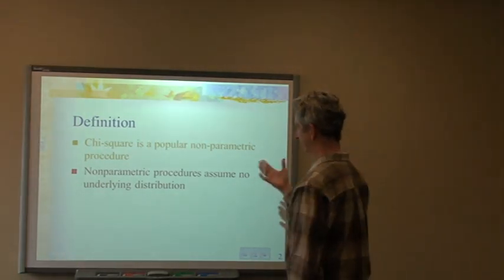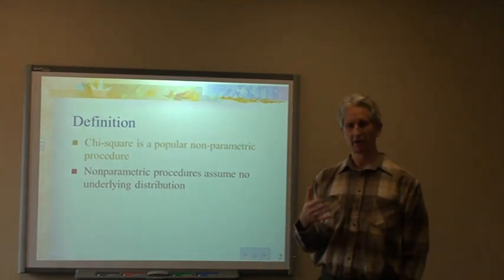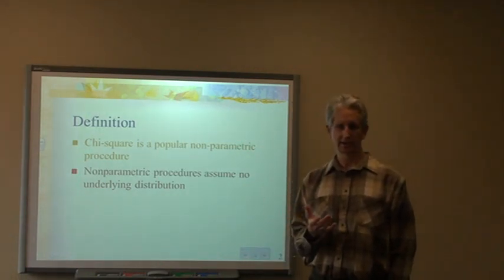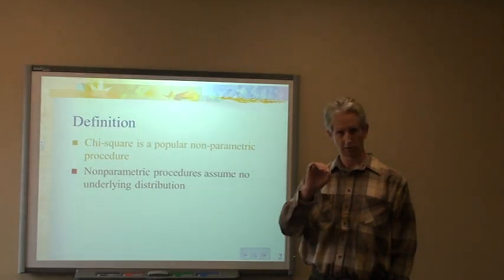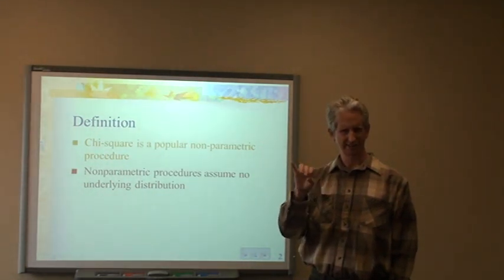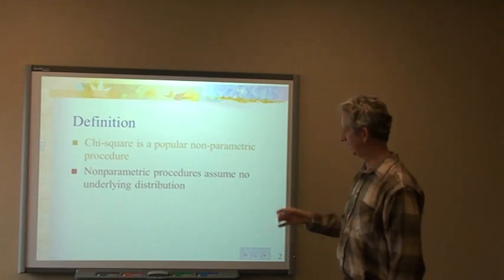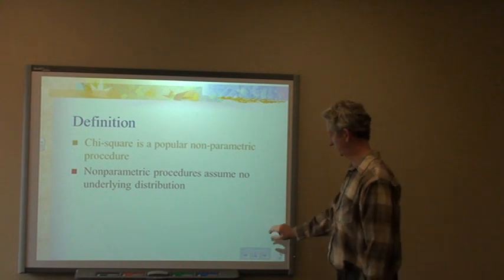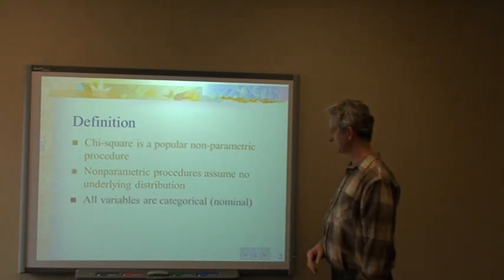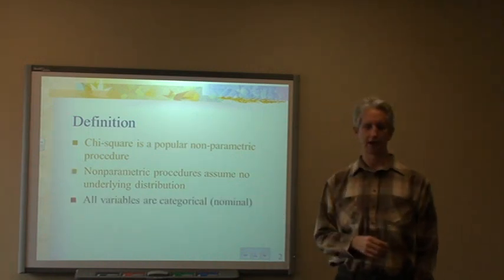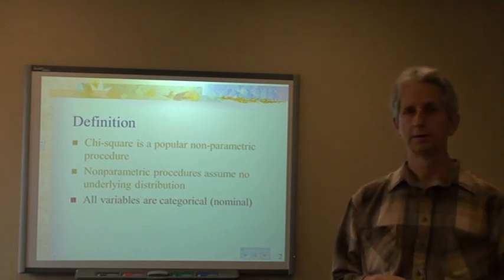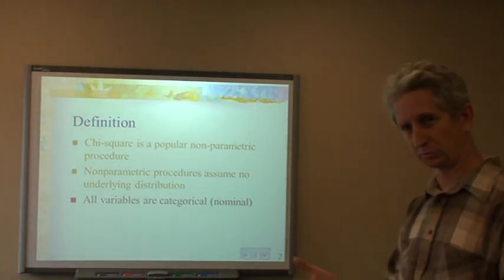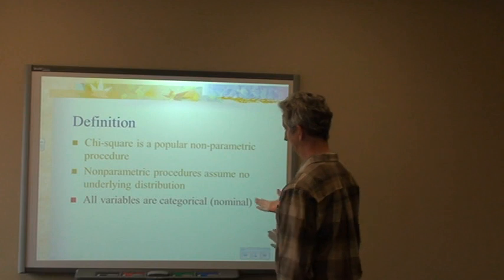So it's certainly a good analysis, as are other non-parametric procedures, but again, it's not considered as precise as something like a regression where you can really measure fine distinctions among data. In effect, with chi-square, we're using categorical data and just looking at frequencies within categories. So all categories in a non-parametric procedure are nominal or categorical variables. That's really how it's defined, in other words.